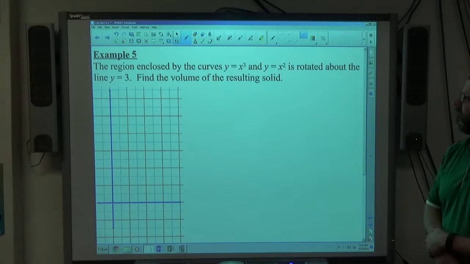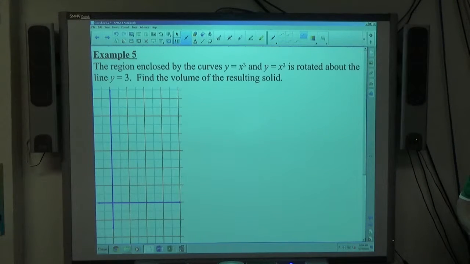The region enclosed by the curves y equals x cubed and y equals x squared is rotated about the line y equals 3. Find the volume of the resulting solid.